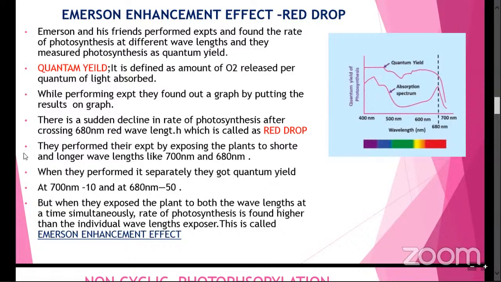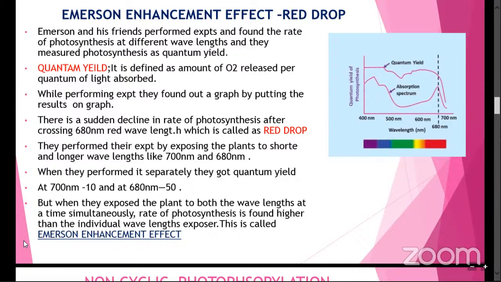And in this, they first performed their first experiment, which was performed by Emerson and his co-workers. In this first experiment, they exposed the plant to a shorter wavelength. First, they exposed one plant to the shorter wavelength, and next to the longer wavelength, and noted the quantum yield of those different wavelengths.